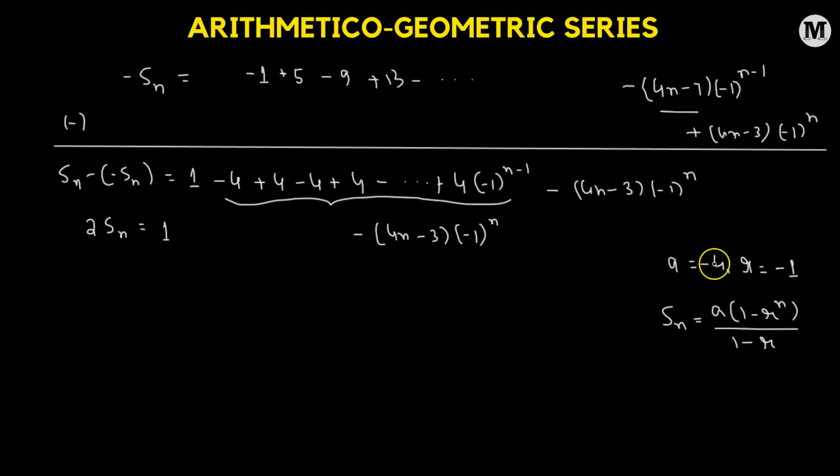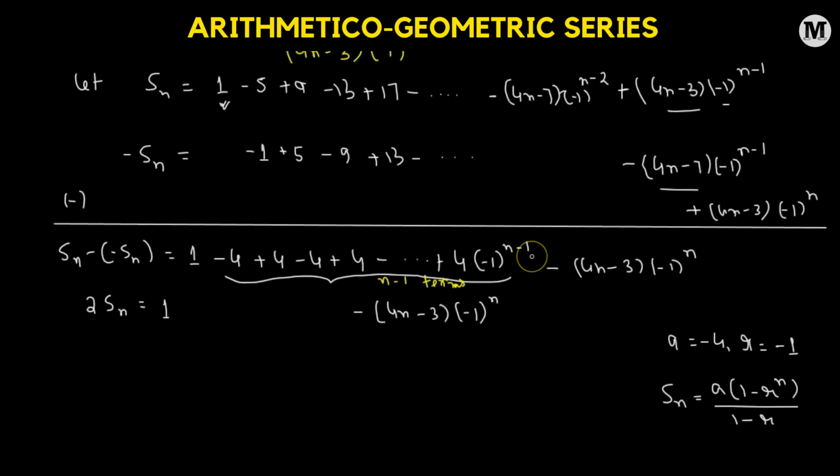So we have the value for a, the first term, which is negative 4. We have the common ratio, negative 1. Now we need to find the total number of terms present here. Here it's going to have n minus 1 terms. It's not going to have n terms. Let's try to understand why this is happening.